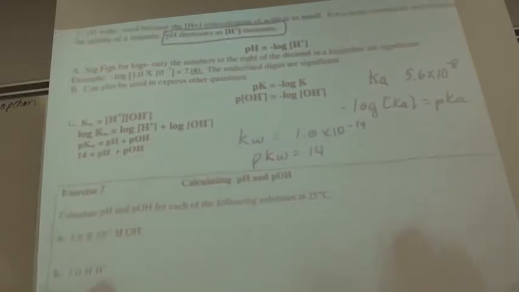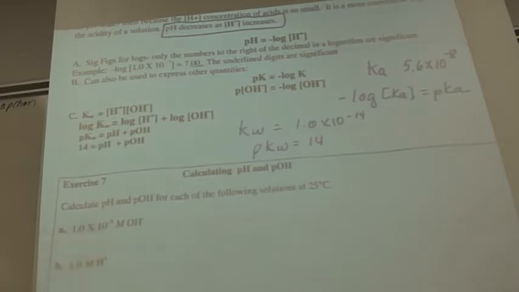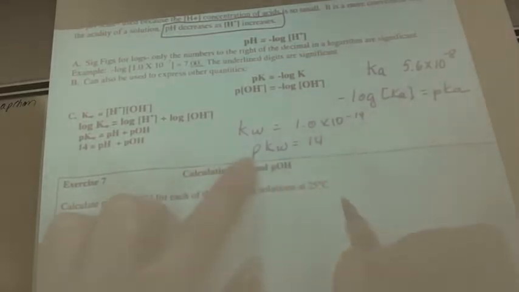Here we go. Calculate the pH and the pOH for each of the following. What does the p represent? The negative log of.